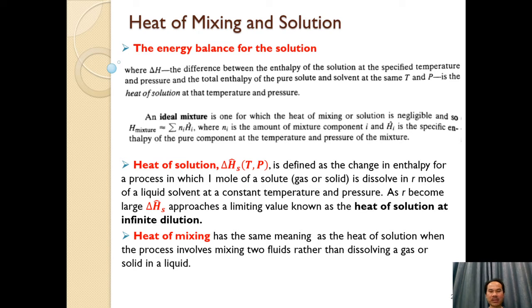For the heat of solution, the process is dissolving, the dissolving of solute in the solvent. But for the heat of mixing, we talk about the mixing process, not the dissolving process.